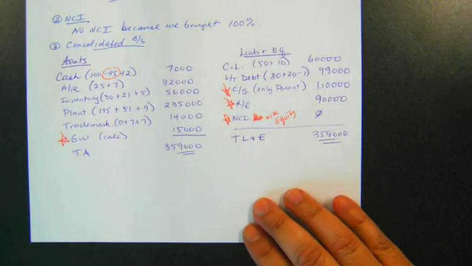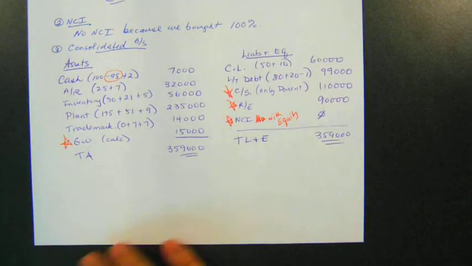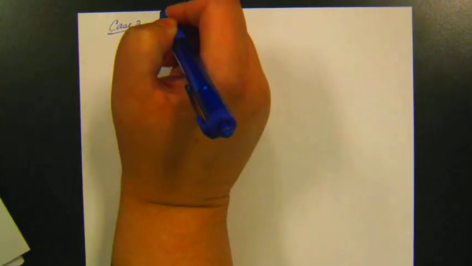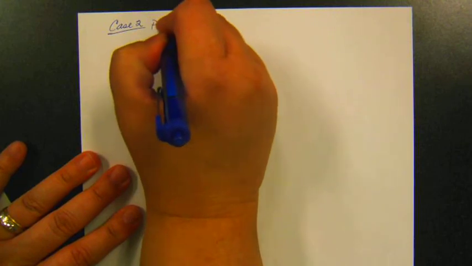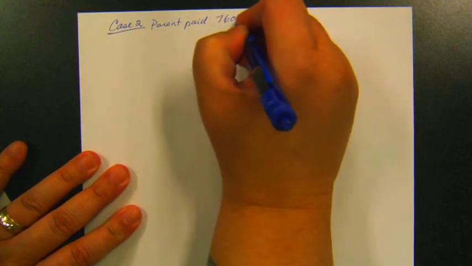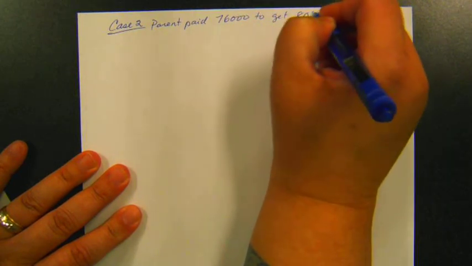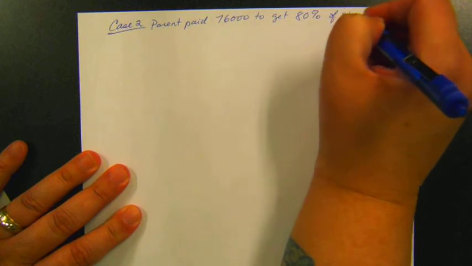Does anyone still need this? Okay, this is in the solutions, you guys. Case 2, everything else is the same, except the parent paid $76,000 to get 80% of shares.